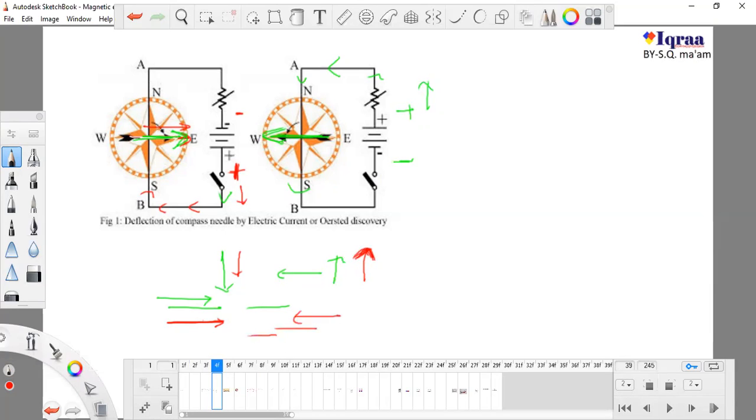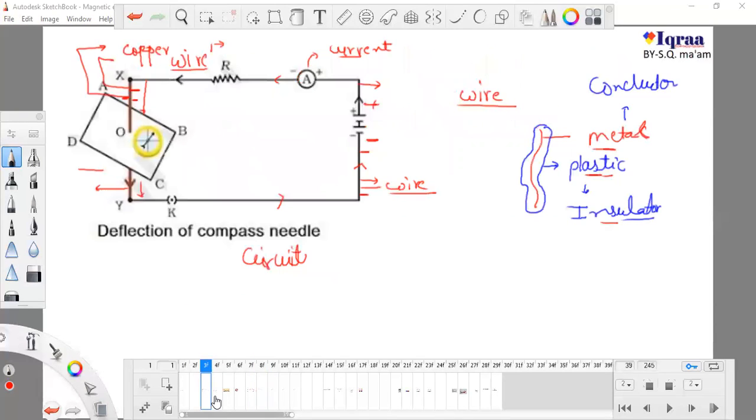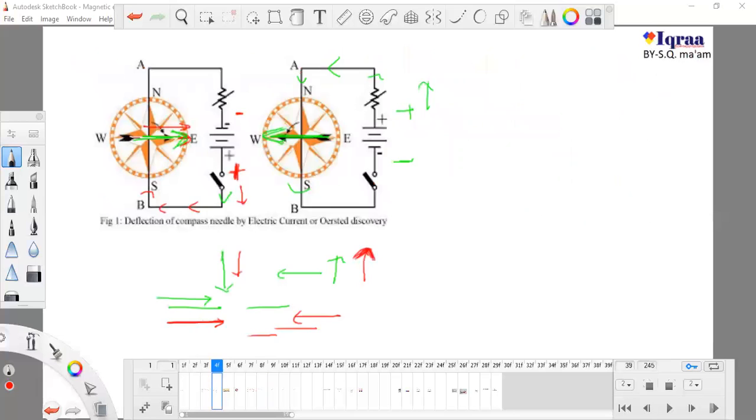We can see easily. The same question could be asked, so you have to write only one thing. After some topics, I will tell you how to recognize the direction of the magnetic field. So the needle gets deflected in different directions by changing the direction of current. Whenever you change the direction of current, the deflection of the needle will definitely change. So this is the answer to this question.